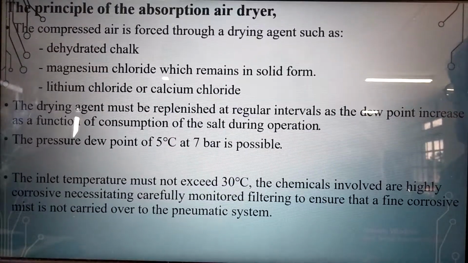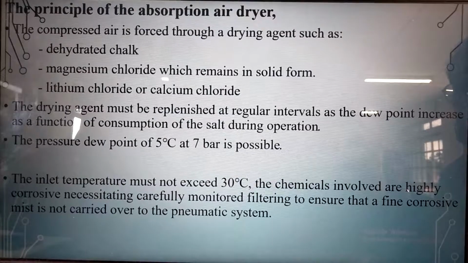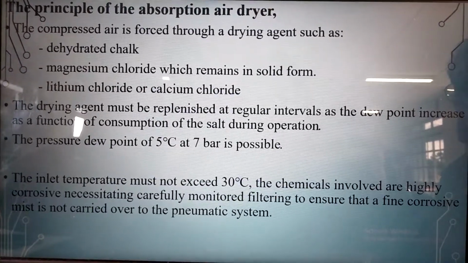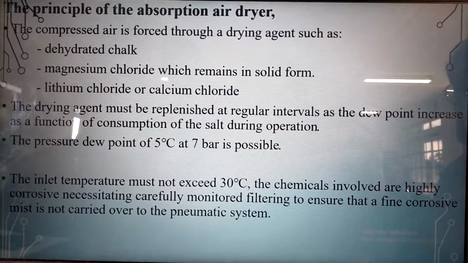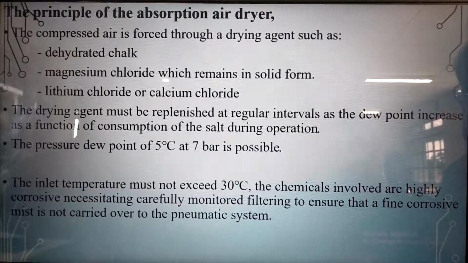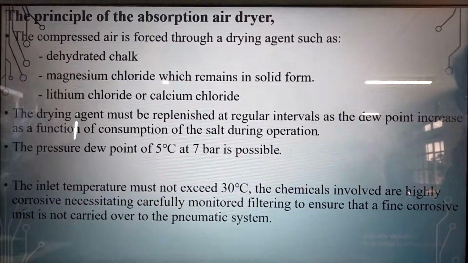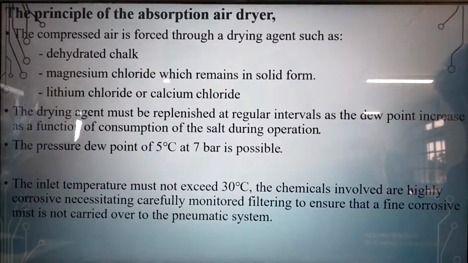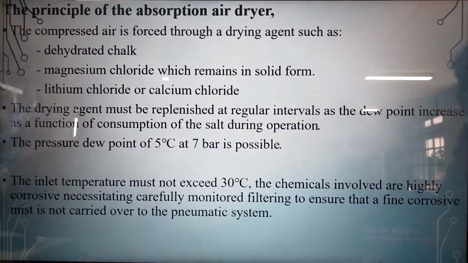The inlet temperature must not exceed 30 degrees Celsius. The chemicals involved are highly corrosive, necessitating carefully monitored filtering to ensure that a fine corrosive mist is not carried over to the pneumatic system.